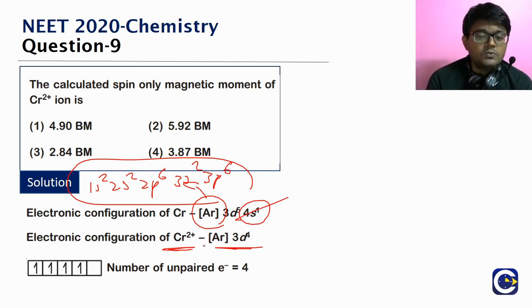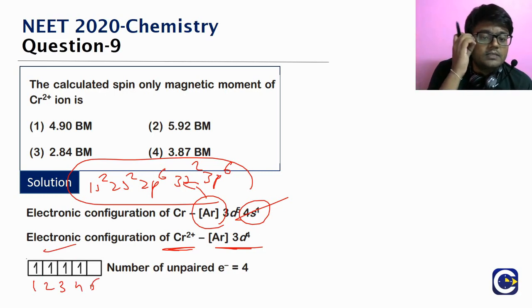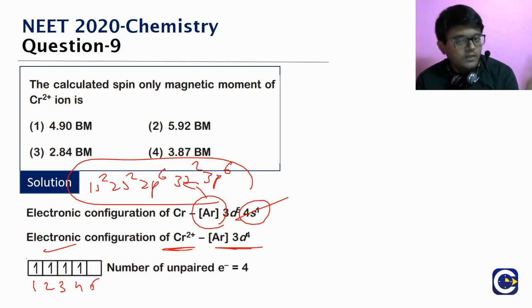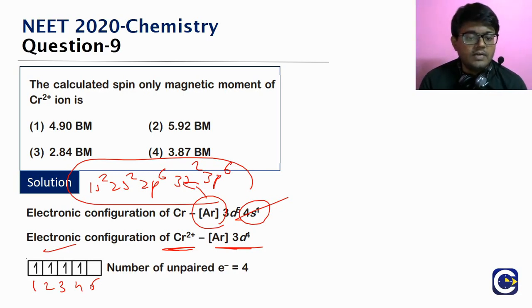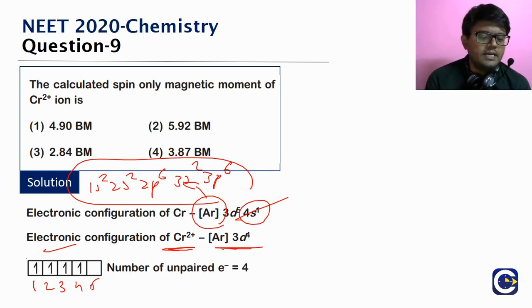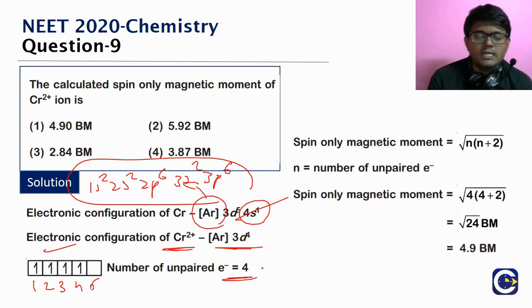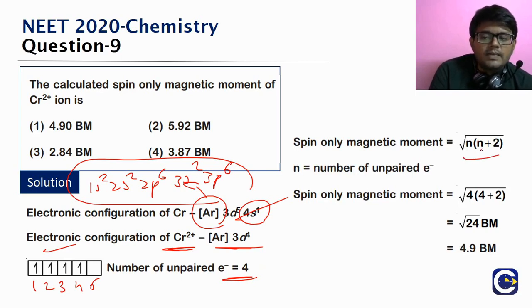Now 3d4 means, in the d orbitals, we have 5 orbitals: 1, 2, 3, 4, 5. How are we going to fill the electrons? By following Hund's rule. We fill one orbital each with an electron having parallel spin. So what do we see here? The number of unpaired electrons is 4. If the number of unpaired electrons is 4, what is the formula for the spin only magnetic moment? It is root of n into n plus 2 Bohr magneton.